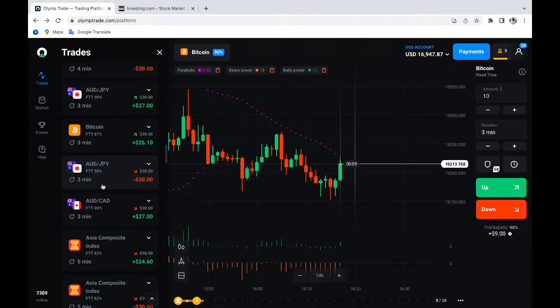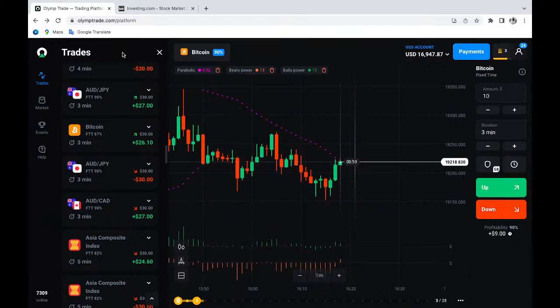We're going to discuss this strategy one more time, and before that I will explain the platform, if you don't know how it works. So this is FTT, as you can see here, and the left side menu consists of help, trades, events, market. You can see all your trades in this icon. About the market news, you can see here. If there is any event going on, you can check here.